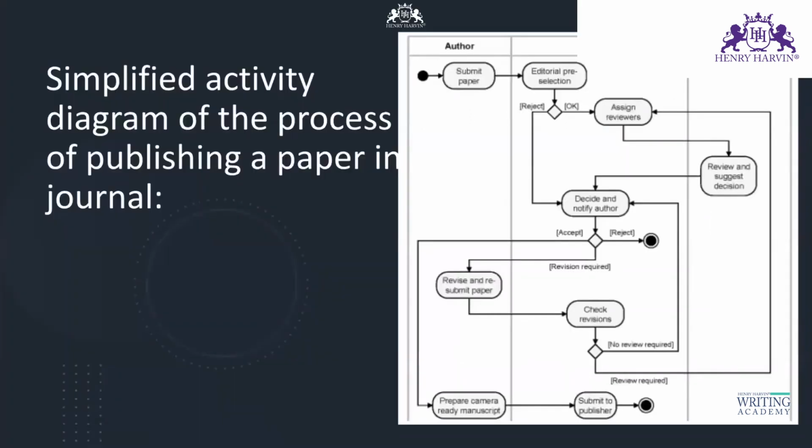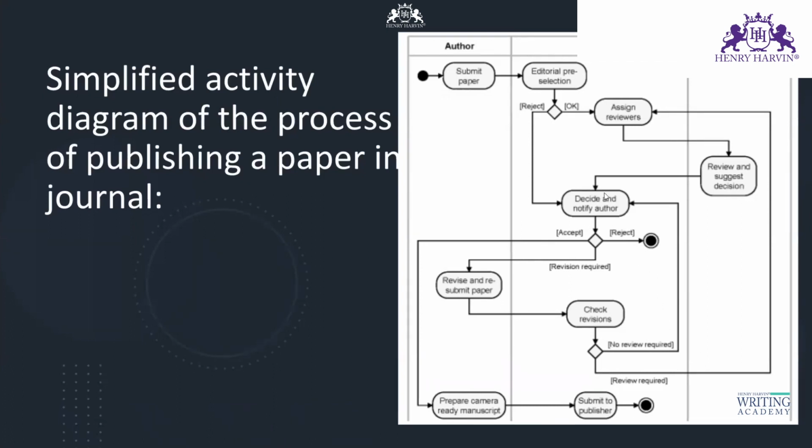Okay. Now, this is how we do it. As an author, you submit the paper, and then as an editor, the corrections are made. If everything is okay, then the reviewer is assigned to it. The review happens. They give some suggestions. Now, as an author, you can decide whether you want to go for those corrections or not. If you accept those corrections, you will make the corrections. If not, then you reject them. You revise all that. You resubmit the paper. Check the revisions. If no review is required, then basically we can go back.